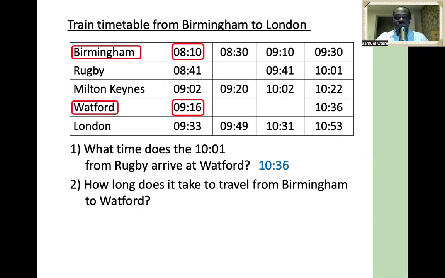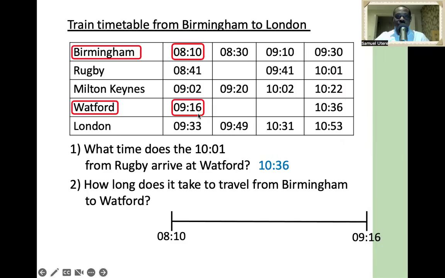So we're going to have to work it out using our timeline. You remember from our previous lesson? So if we say 1 hour travel from 8:10 to 9:10, because remember we've got to get to 9:16, that will be 1 hour. And then from 9:10 to 9:16 will be 6 minutes. So actually, it takes 1 hour, 6 minutes.